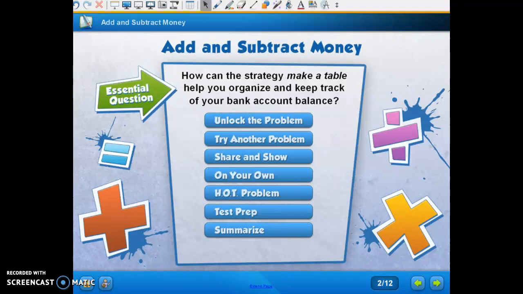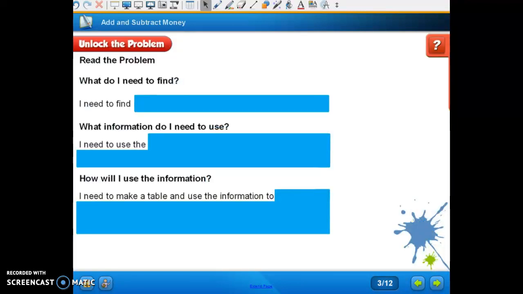Okay, today we're doing math lesson 3.11, problem solving, add and subtract money. Our goal for the day is to learn a strategy of making a table to help you organize and keep track of your bank account balance. So if you have a checkbook or a debit card when you get a little older, you will be able to keep track of your money.